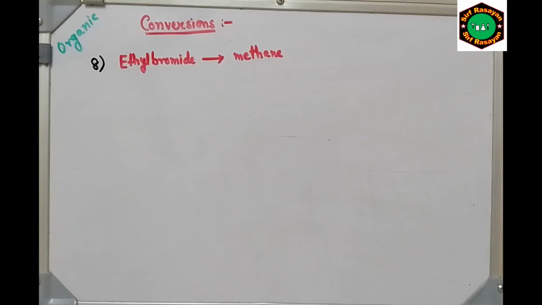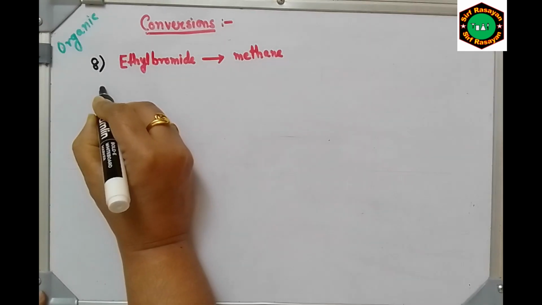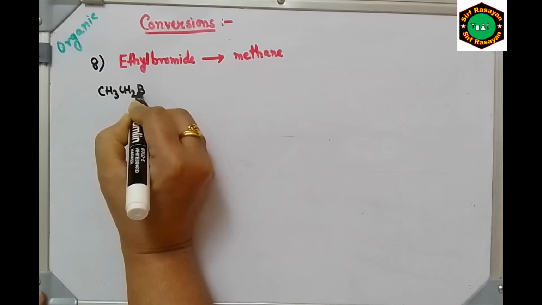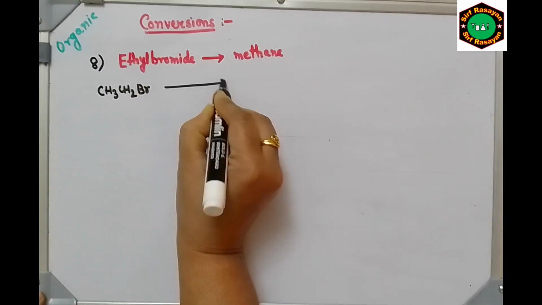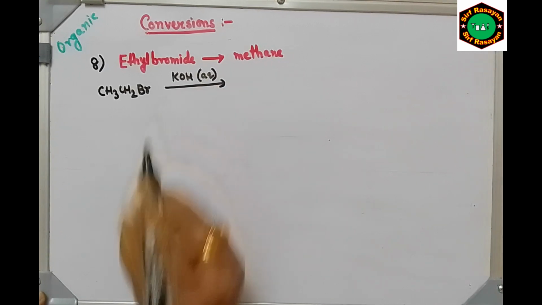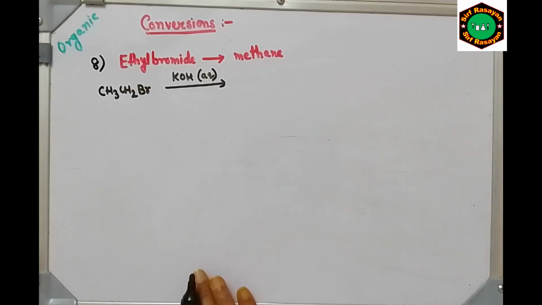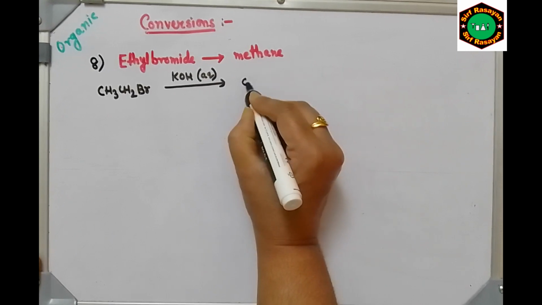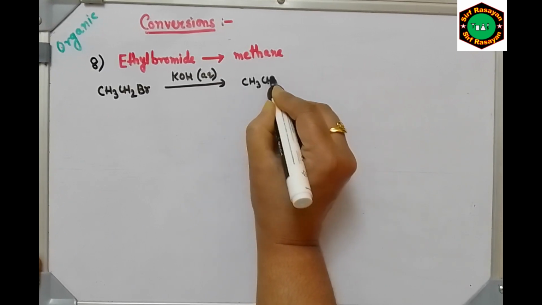Next conversion is ethyl bromide to methane. In ethyl bromide 2 carbon atoms are there. In methane 1 carbon atom is there. So stepping down we have to do. Take ethyl bromide or bromoethane. Treat it with aqueous KOH. So what will happen? Nucleophilic substitution will take place. Br will be substituted by OH. We will get ethanol.